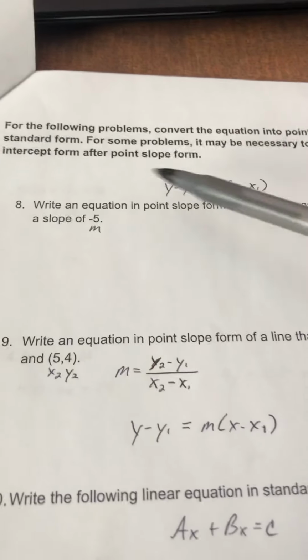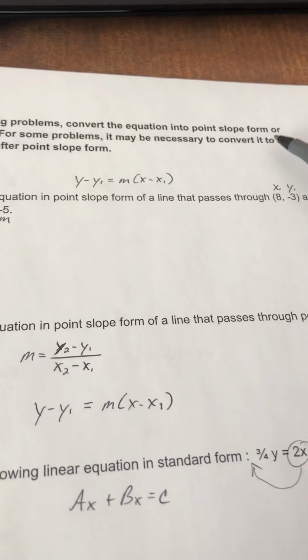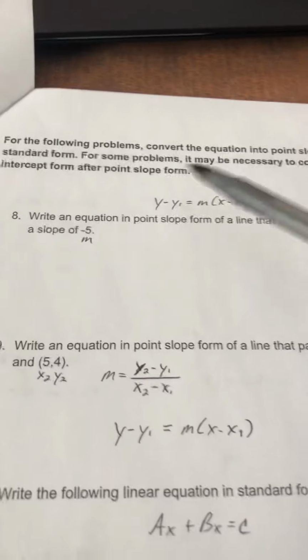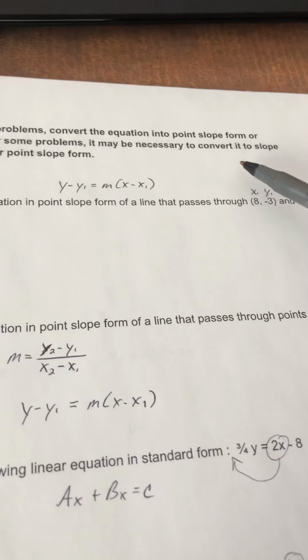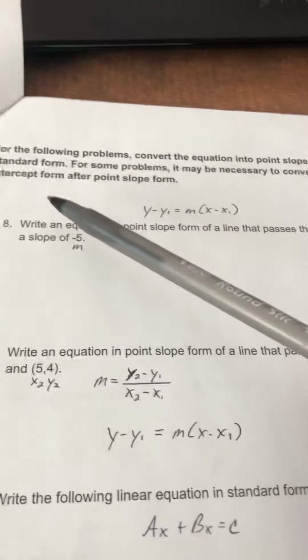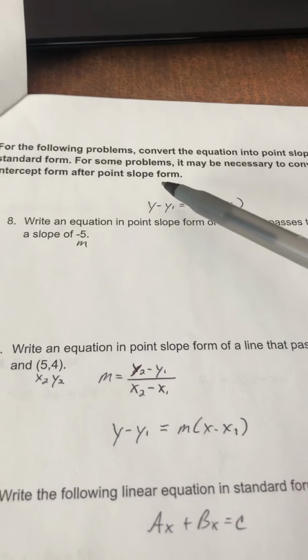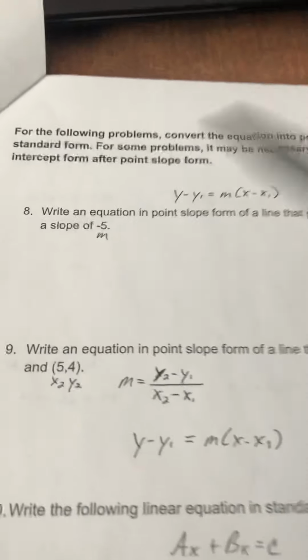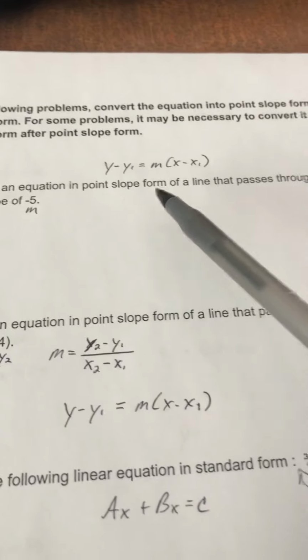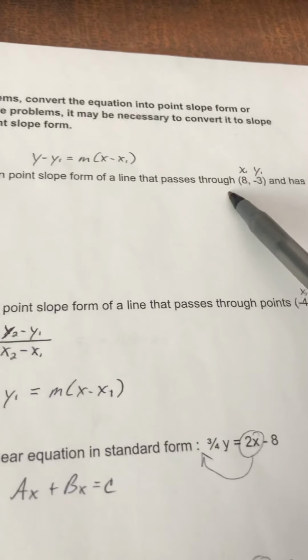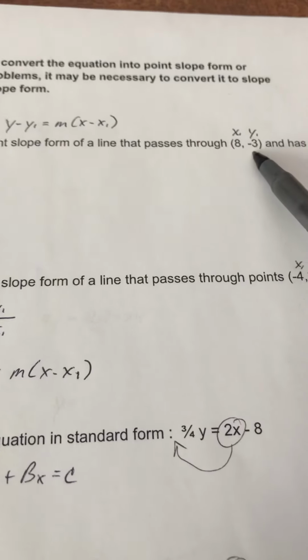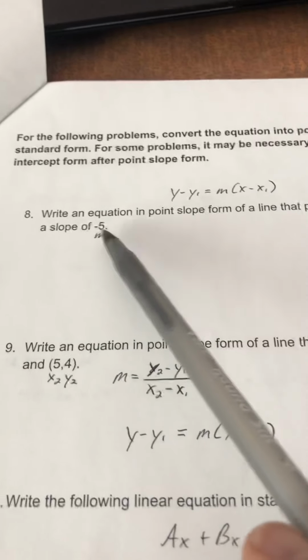All right, for the following problems, convert the equation into point slope form or standard form. For some problems, it may be necessary to convert it to slope intercept form after point slope form. So the first one, write an equation in point slope form of a line that passes through (8, -3) and has the slope of -5.